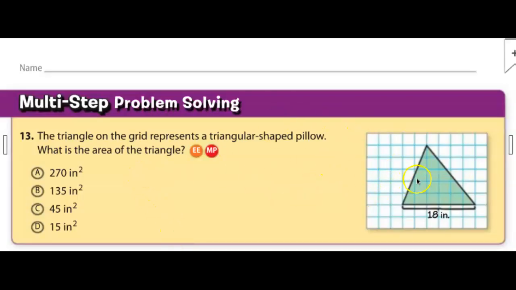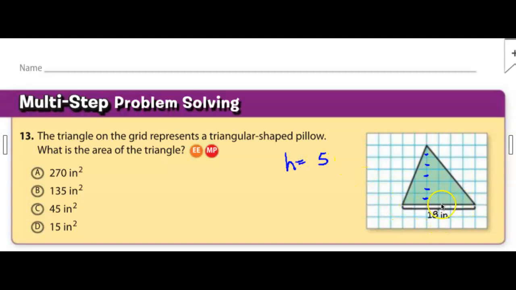Okay, this particular question, it's easy to make a mistake on this, so we're going to have to think very carefully. The triangle on the grid represents a triangular shaped pillow. What is the area of the triangle? You're like, okay, well, it tells us the base is 18. Great. Well, let's just count the height. And so the height is going to be what? Go ahead and count the squares. Okay, that's exactly right. The height, the number of squares you see is 1, 2, 3, 4, 5.